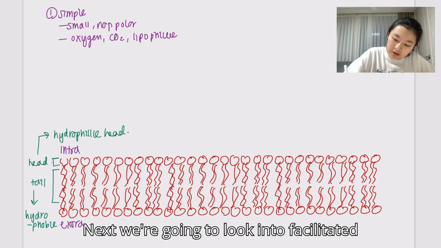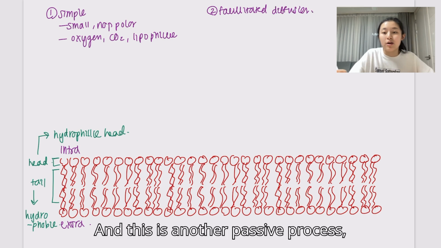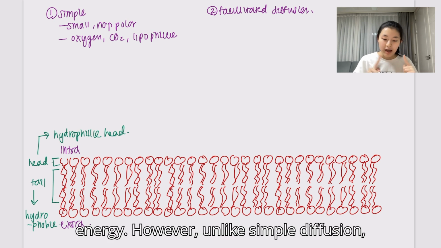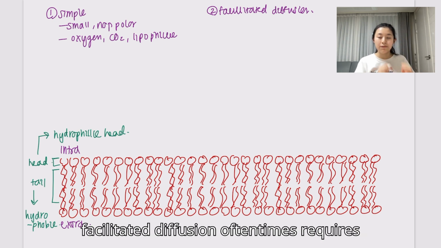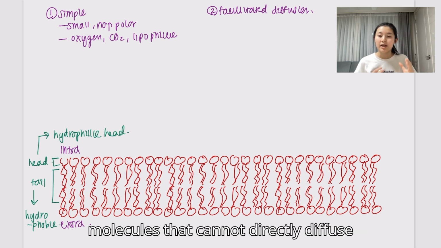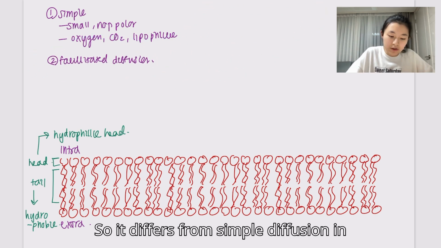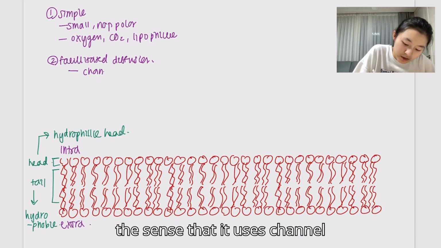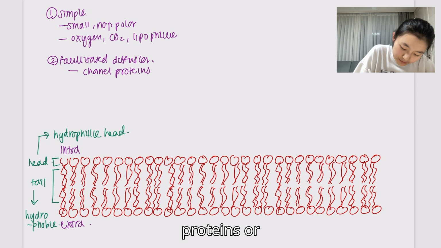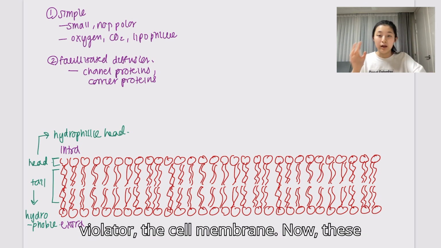Next, we're going to look into facilitated diffusion. And this is another passive process, meaning that it does not require any energy. However, unlike simple diffusion, facilitated diffusion oftentimes requires transport proteins that are embedded into the plasma membrane to assist the molecules that cannot directly diffuse across the lipid bilayer. So it differs from simple diffusion in the sense that it uses channel proteins or carrier proteins that are embedded into the phospholipid bilayer, the cell membrane.